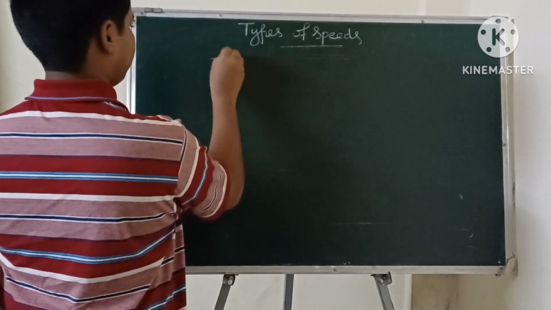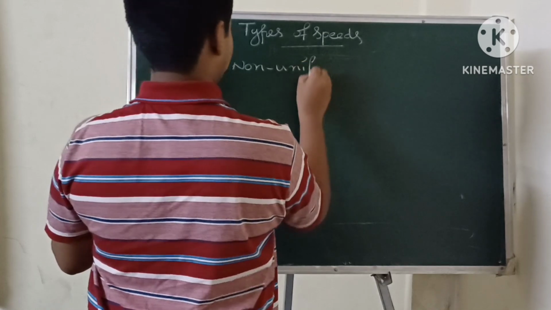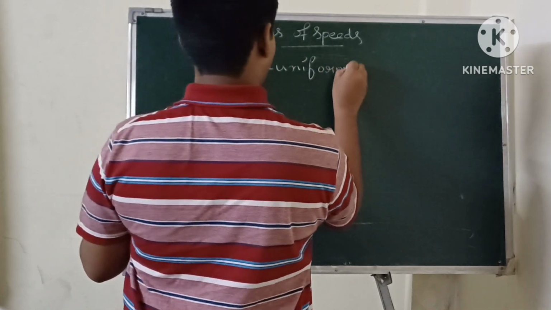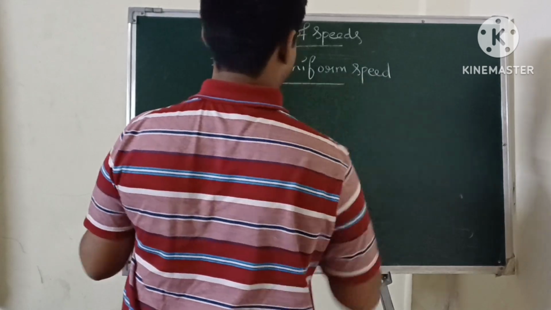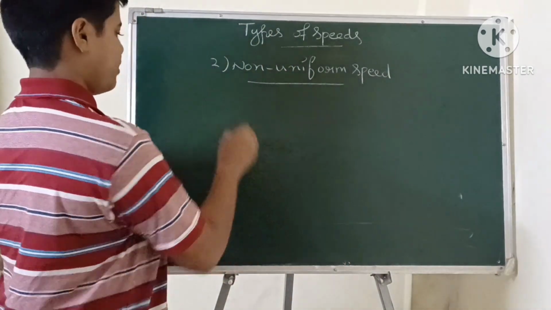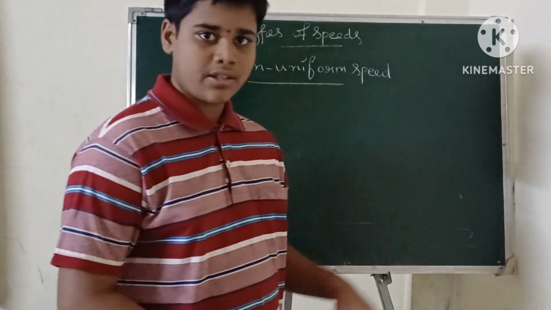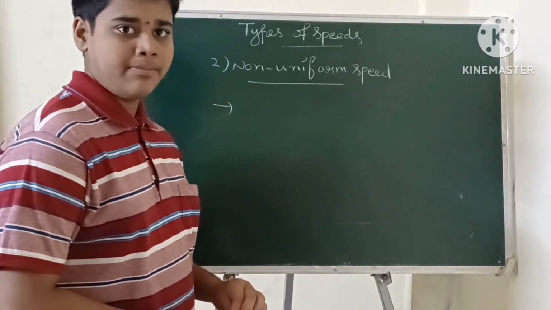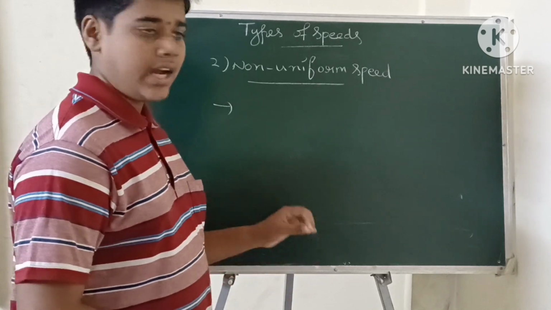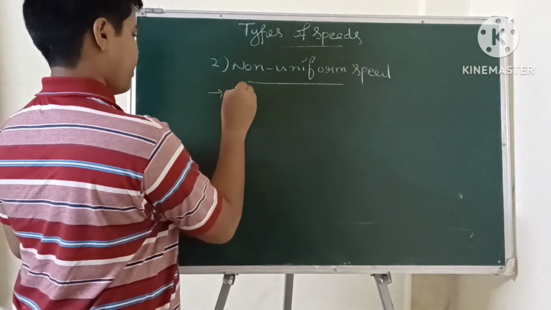And next one, non-uniform speed. Non-uniform speed means we can say unequal distances in equal interval of time, equal distances in unequal interval of time, or unequal distances in unequal interval of time. Here three definitions are there.